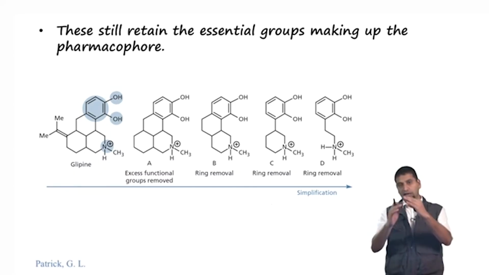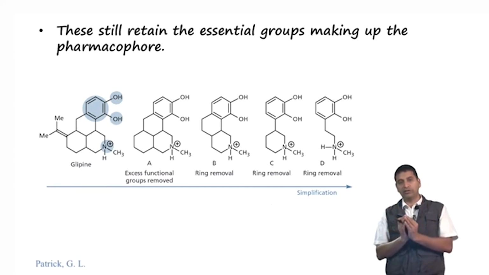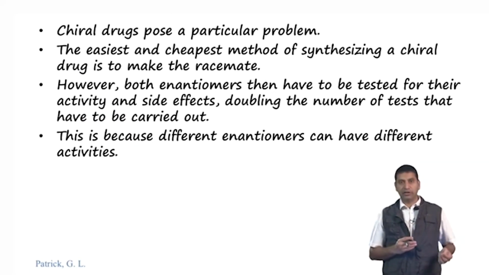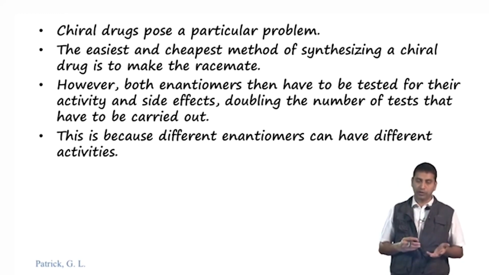Therefore, identifying the pharmacophore is really essential, and then one can think about systematically removing various functional groups which are not essential parts of the pharmacophore. As I mentioned earlier, chiral drugs pose a particular problem.